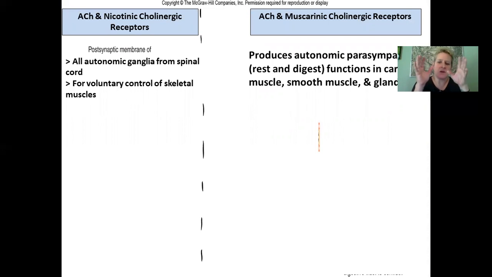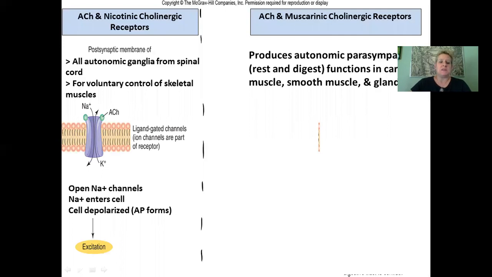More review of what we just looked at in a table format. This is just repetition. So on the left, acetylcholine binding with nicotinic cholinergic receptors. You automatically think nicotine. Oh, cigarette. You have to pick up a cigarette to smoke it, which means you need voluntary muscle movement. What happens is acetylcholine binds to a nicotinic cholinergic receptor on the skeletal muscle cell. It's going to open up sodium ion channels, which are always stimulatory, and you get muscle excitation or muscle contraction. All your skeletal muscles work this way.